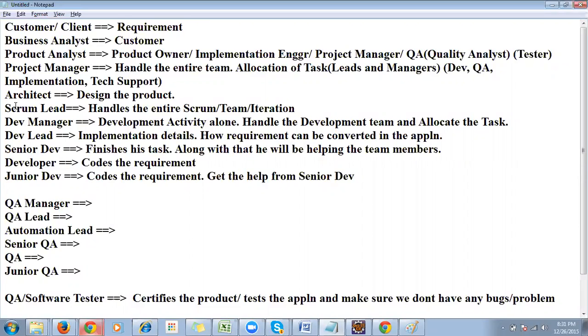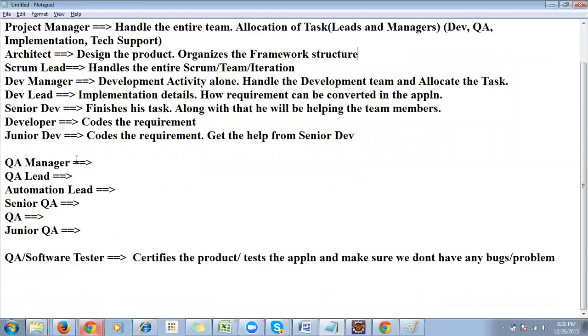Okay, he is the one who organizes the framework structure. What does framework structure mean? That is, you will be writing the code now. So how the code should be written, under which folder, which file name should be given, and what method names should be used, the standard process to follow. All those things will be given by the architect only.